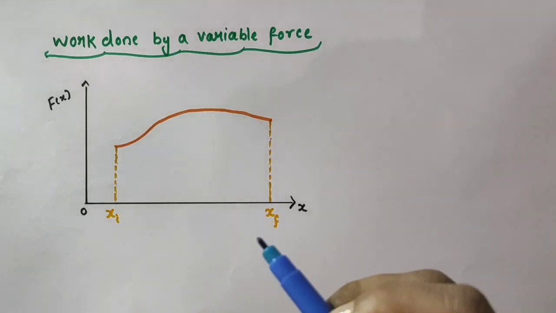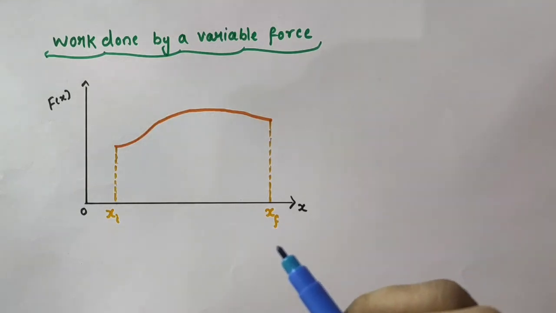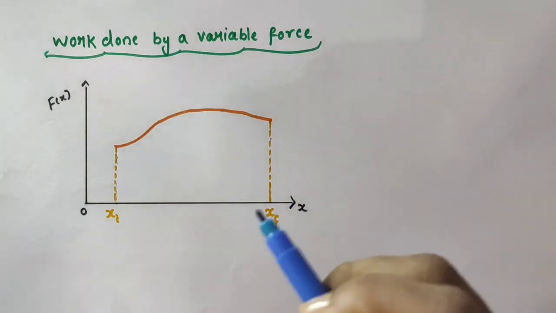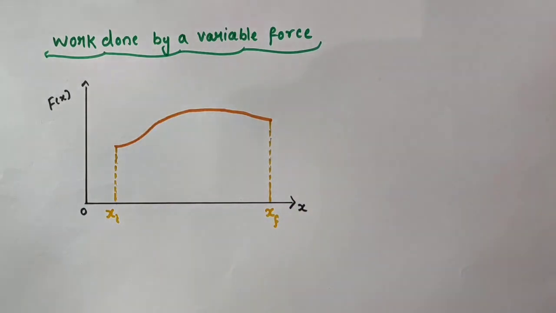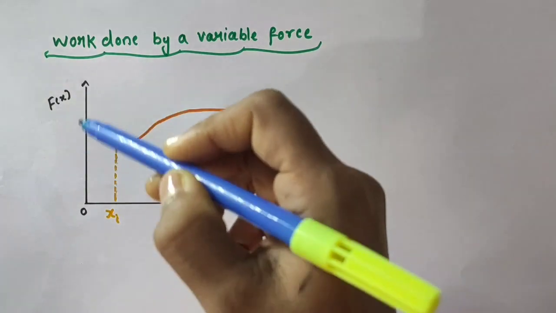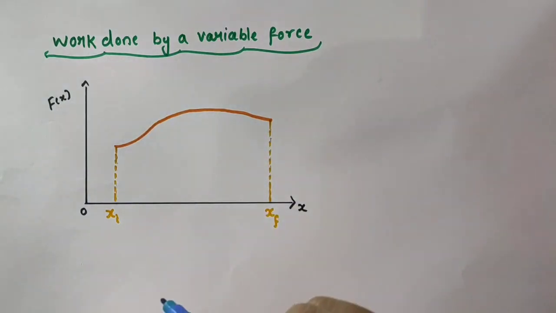But the case of a constant force is rarer. A variable force is more common. That is, a force continuously varies like that. And here, this is actually a plot of a varying force in one dimension.